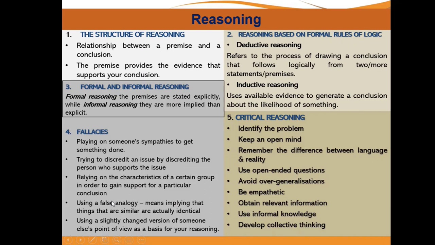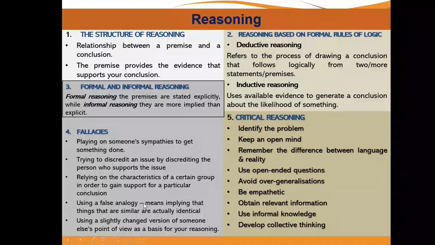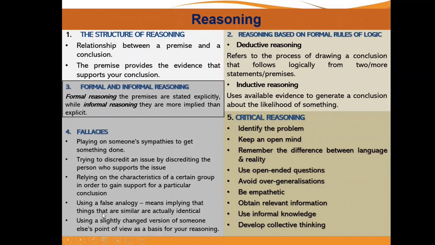The fourth one, they say, is using a false analogy. Using a false analogy means implying that things that are similar are actually identical. What do they mean by things that are similar being actually identical? Look at the following examples. Nomsa loves her husband. They're giving us an example, please listen carefully. Nomsa loves her husband and is happy to be a housewife. If you would rather work than be a housewife, then you do not love your husband.